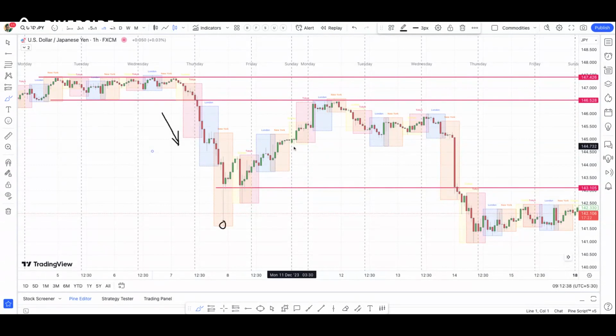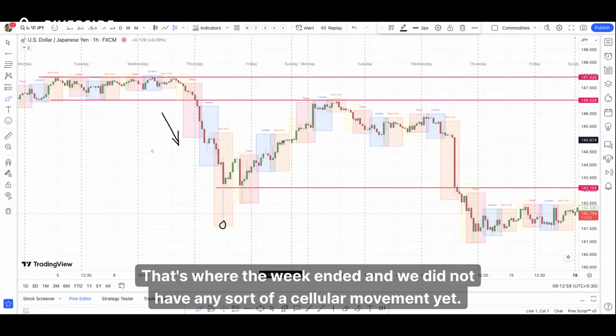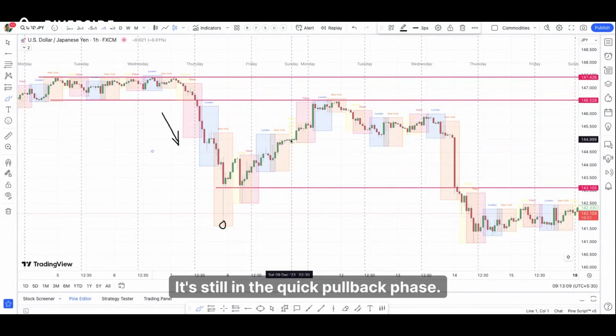Now, as we look at this one, we essentially started into week 50. Until week 49, if you want to summarize, there was a nice consolidation for the first half of the week. Towards the end of the week, there was a massive sell move which took a rest for a while, and then we started seeing a pullback towards the end of the week. That's where the week ended, and we did not have any sort of a sell move again. It's still in the pullback phase.